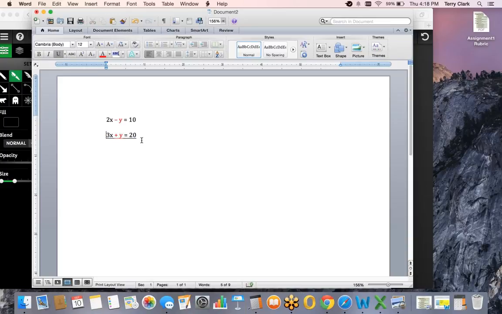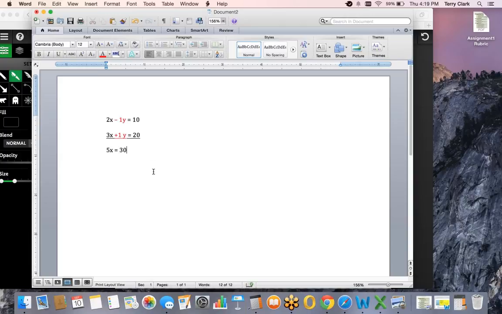So when we look at this problem, those Y's are going to cancel out immediately. See that? If there's not a number there, you can put a number in front of Y, which is going to be 1. So, -1 and +1 cancel each other out when you add them together. Then you just say 2x plus 3x will give you 5x. And then 10 plus 20 is going to give you 30.